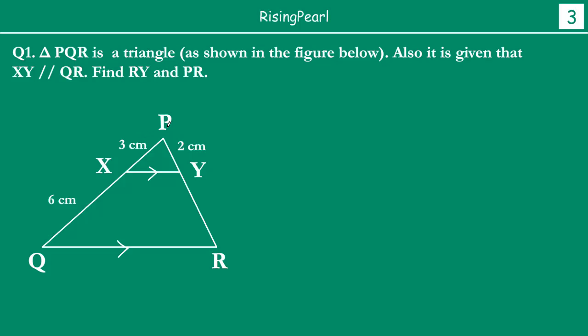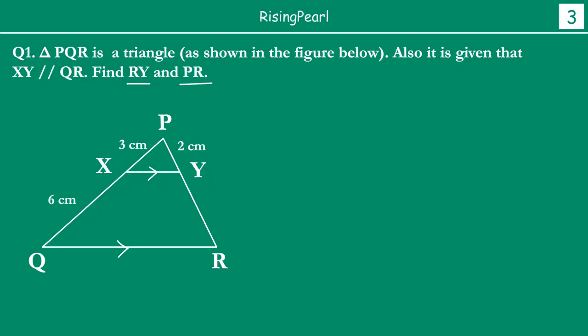And also these measurements are given. PX equals 3 centimeter, XQ or QX is 6 centimeter, PY is 2 centimeter, RY is not given. So we need to find out RY and we need to find out PR. So friends, this is the first type of questions that you will get.